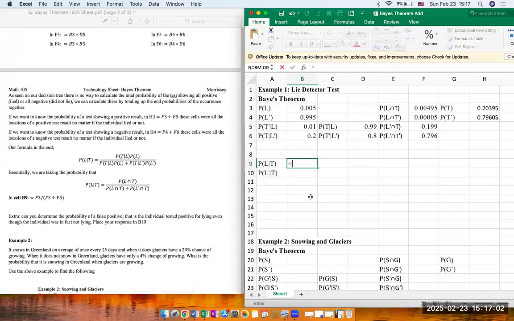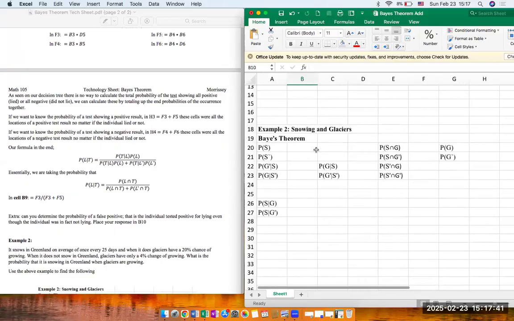I might show you that both of them work right next to each other. So you have this one divided by, get that, plus this one right here. And again, equals this one divided by that one right there. There you go. Just different formulas, just whether or not you use the sum. Now this is an extra one. It says, can you determine the probability of a false positive? That is, an individual tested positive for lying, even though the individual was in fact not lying. Place your response in B10. So that would be right here.